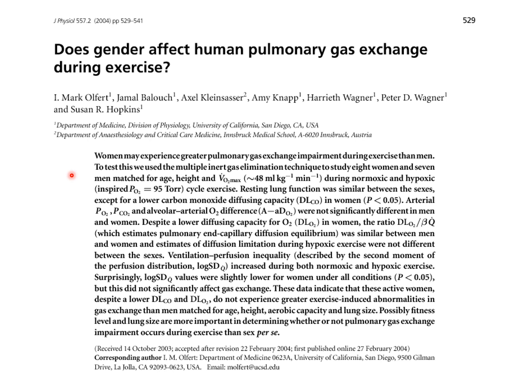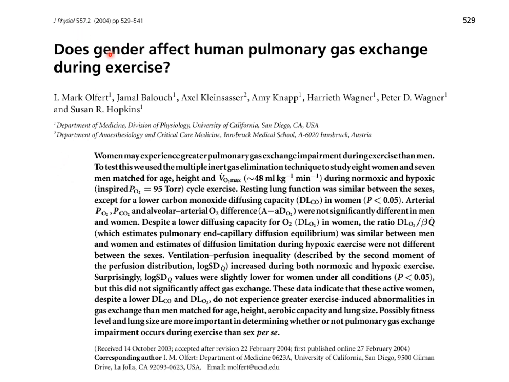Okay, so when we looked at the lung volumes and capacities between males and females before, that was looking at it purely from a resting state, not during exercise itself. So a number of researchers have speculated that females see greater impairments in pulmonary gas exchange compared to males during exercise. So this study looked at that.